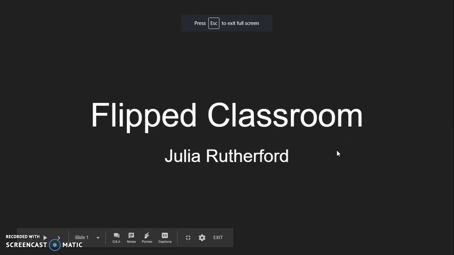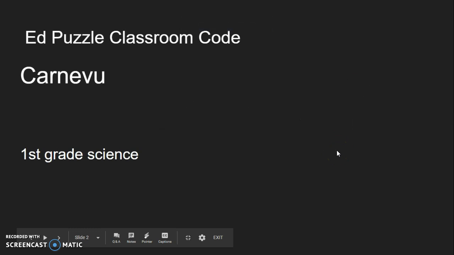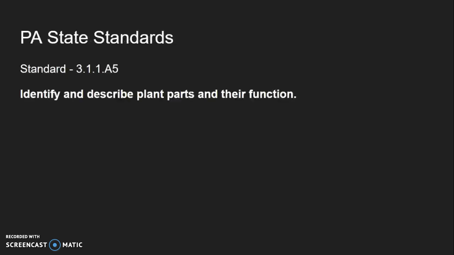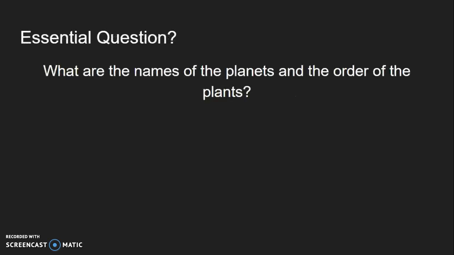Okay, so for my flipped classroom, I did first grade science, and I used the video. It's from Storybots, and it tells the kids about the planets and stuff. So I used that. The standard that I chose was identify and describe planet parts and their functions. The essential questions I used are: what are the names of the planets, and what is the order of the planets?